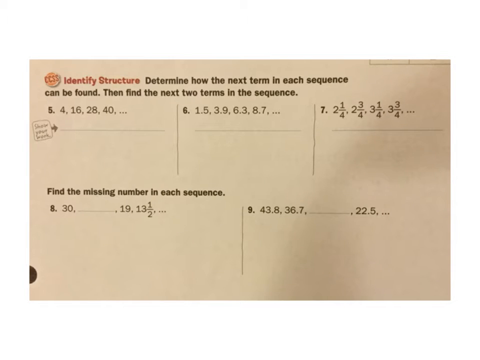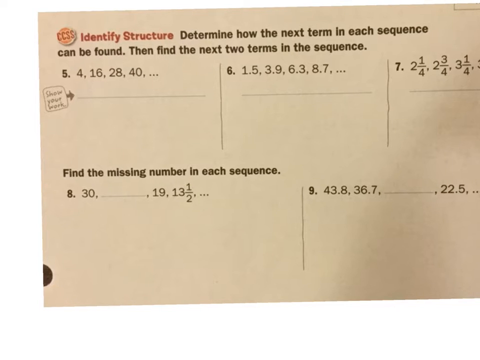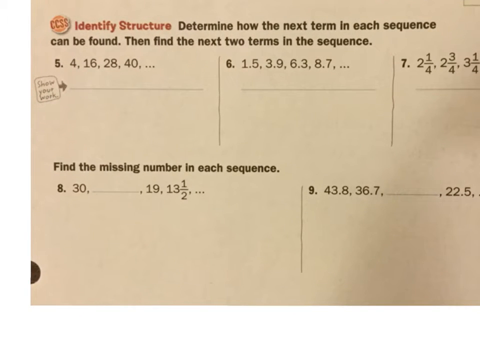This is independent practice part 2. You can check your answers, see how you're doing. Let's look at number 5 first. It says determine how the next term in each sequence can be found, and then find the next two terms.